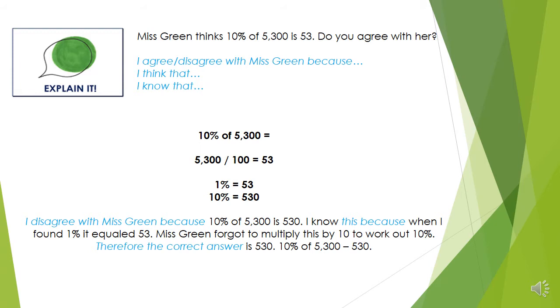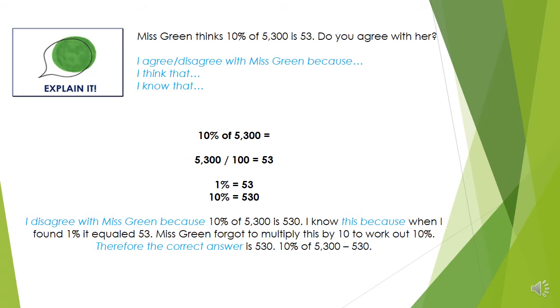I've shown my working here, as you can see. So we learnt yesterday that to find 1%, we need to divide the whole by 100. So 5,300 divided by 100 equals 53. So 1% is 53. We want 10%. So what did I do from 1 to get to 10? I multiplied by 10. Therefore, I'm going to multiply 53 by 10, which will give me 530. So from working that out, I can see that Miss Green is wrong.